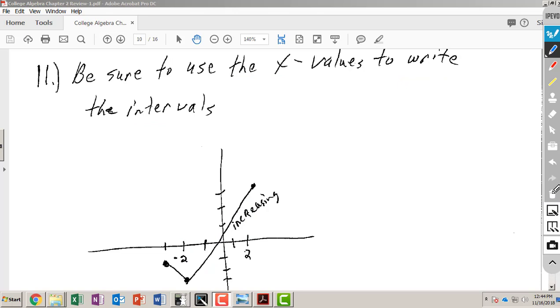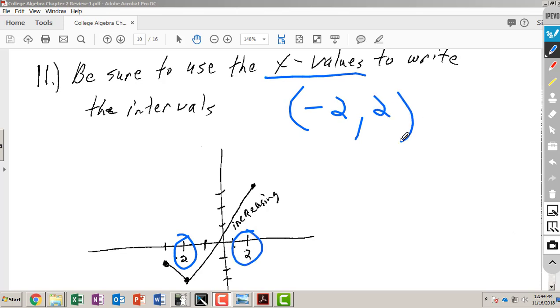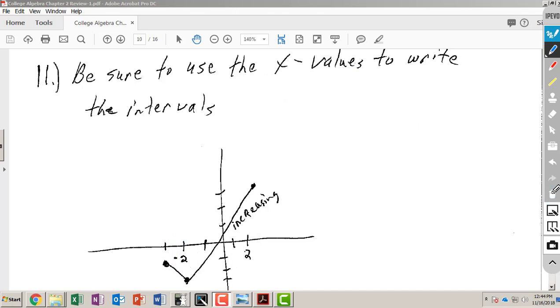Notice that when you're doing increasing and decreasing intervals, you always use parentheses. Again, it starts here at -2, and these are the x values, and it's going to stop at +2. So that is where your graph is increasing, from -2 to 2. That answer would be C. So that is where it is increasing.